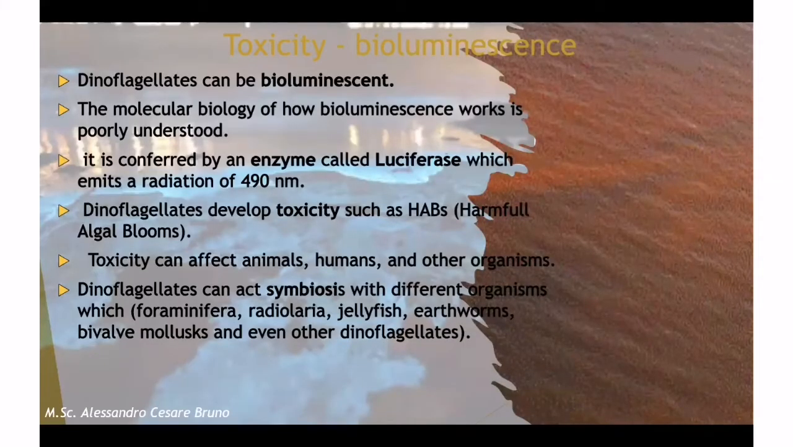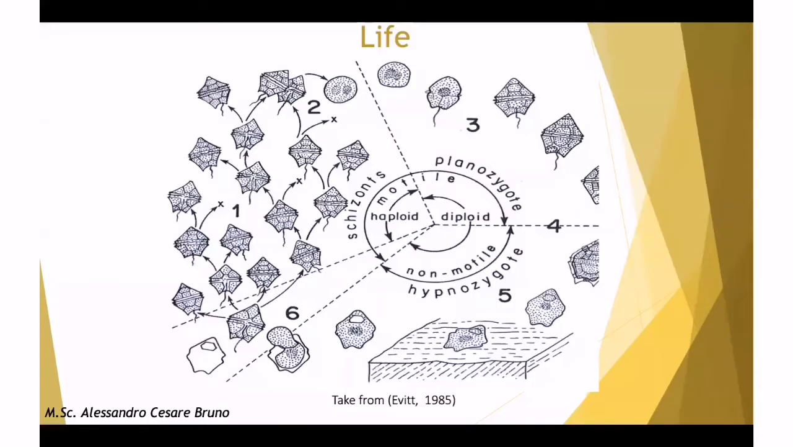Another particularity of dinoflagellates is that they can be bioluminescent. The bioluminescence is conferred by an enzyme called luciferase, or they can be very harmful. For example, they can create the harmful algal blooms called red tide, which are very harmful and can alter the ecosystem inside the environment where they live. And so, we see that dinoflagellates are eukaryotic unicellular organisms.